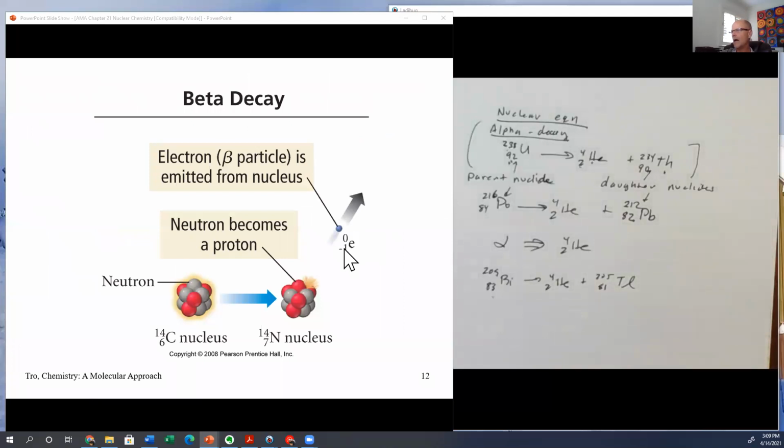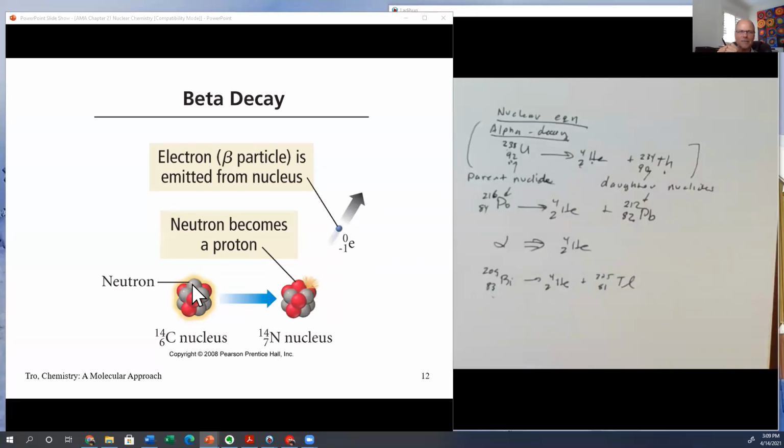Beta decay happens when an unstable nucleus gives off an electron. Now you might be thinking, wait a minute, Professor Tro, nuclei do not contain electrons, right? Isn't that weird? That's one of the quirks of nuclear physics: a neutron can turn into a proton, and in so doing, it gives off an electron. Notice the charge is conserved. The charge over here is 0.